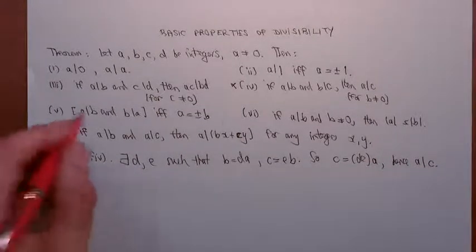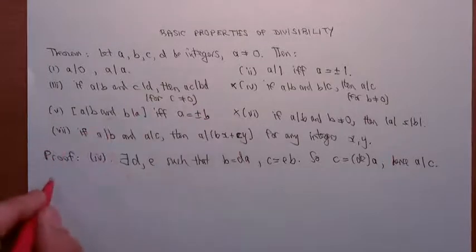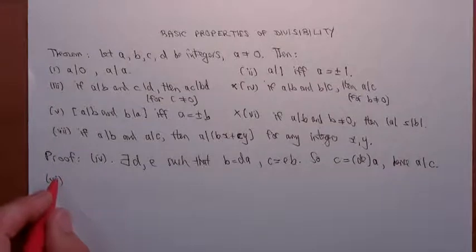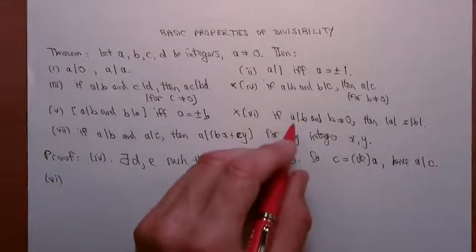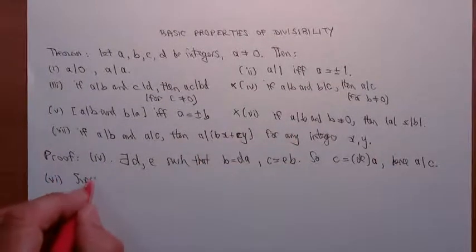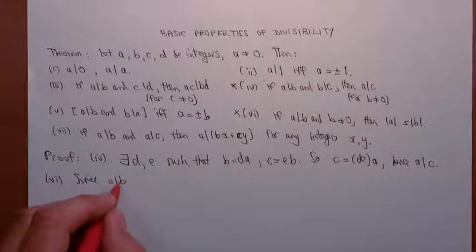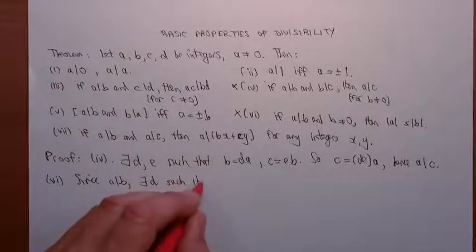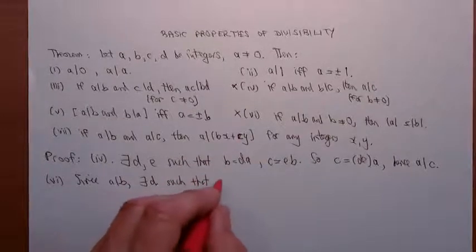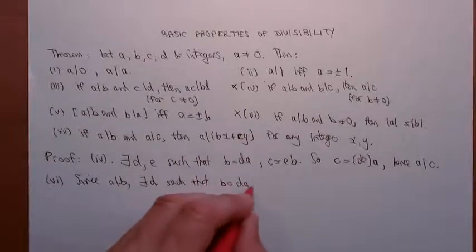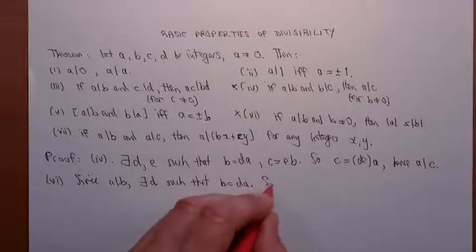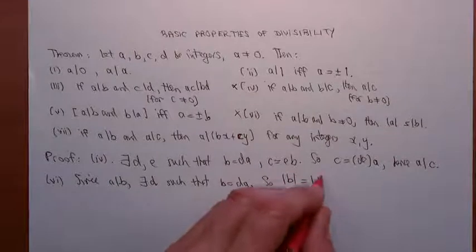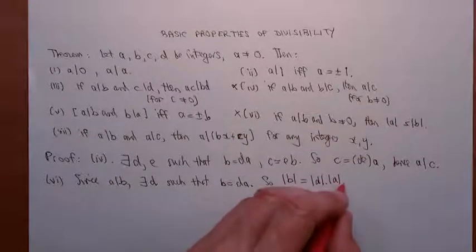Let me do one more. Let me do 6. So A divides B, so that means, since A divides B, there is a D such that B equals DA, in which case, taking absolute values, the absolute value of B equals the absolute value of D times the absolute value of A.